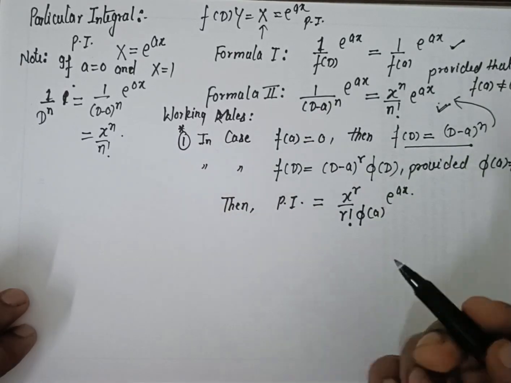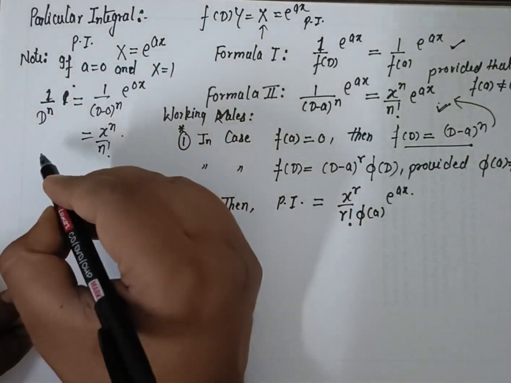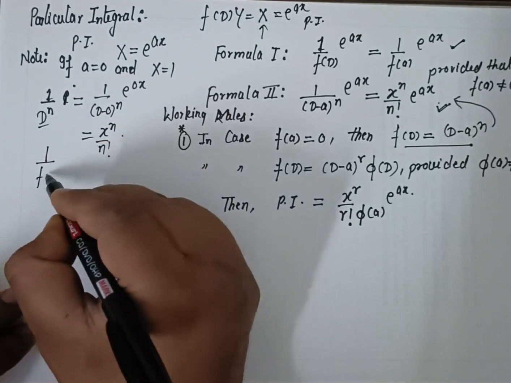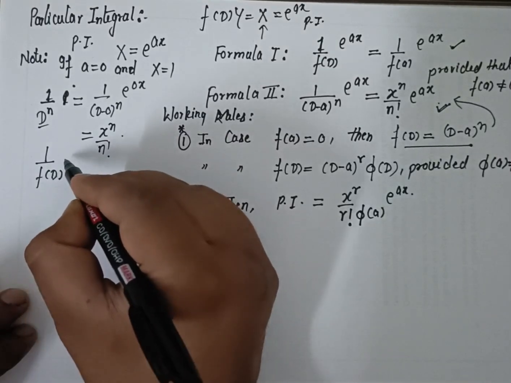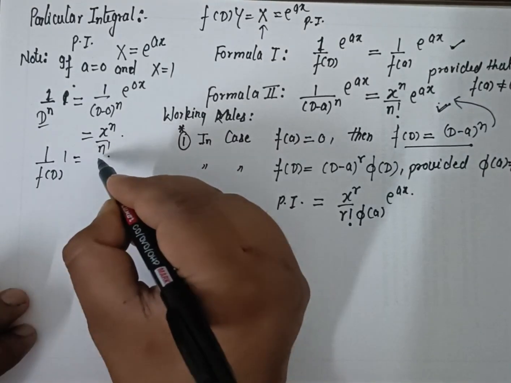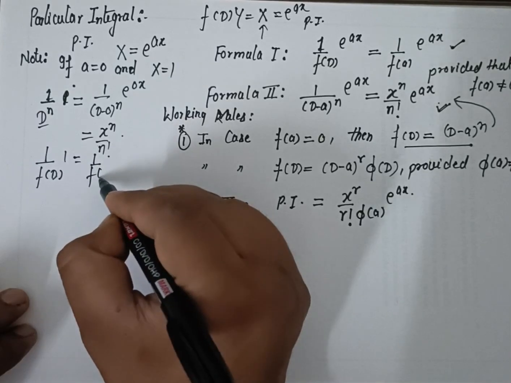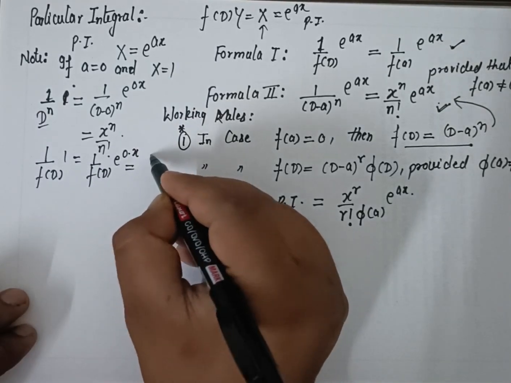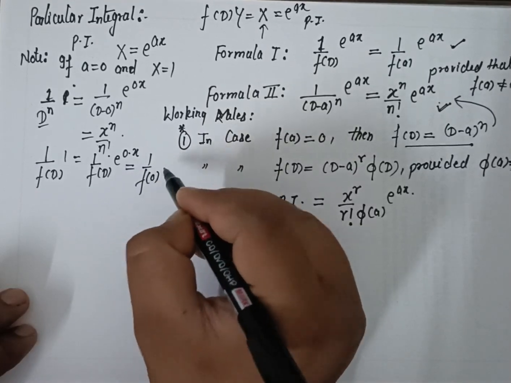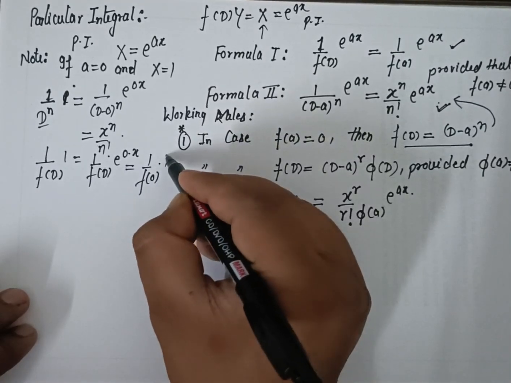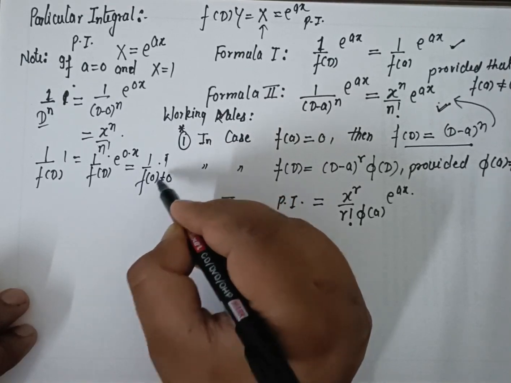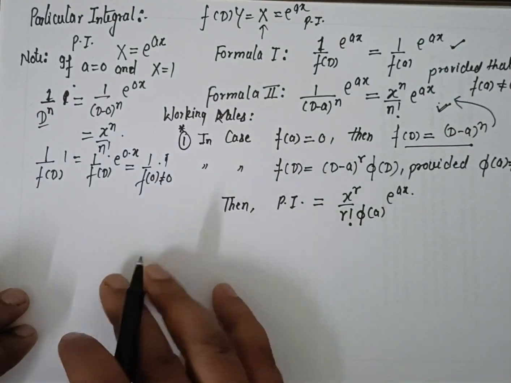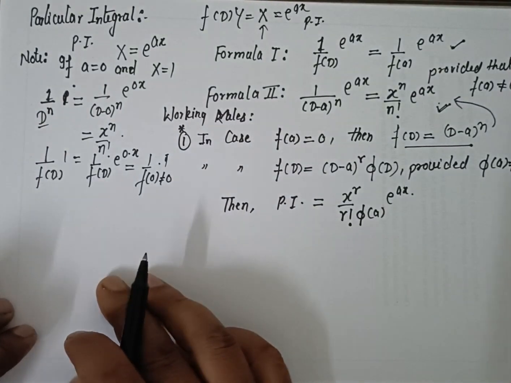And if your f of D is not of this form, then obviously you can say 1 upon f of D, e to the power 0 into x, and you can write it as 1 upon f of 0 into 1, but provided that f of 0 should not be equal to 0. So we have this theory to find the particular integral.